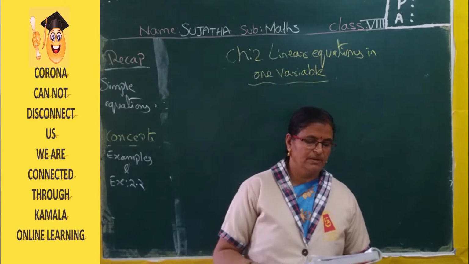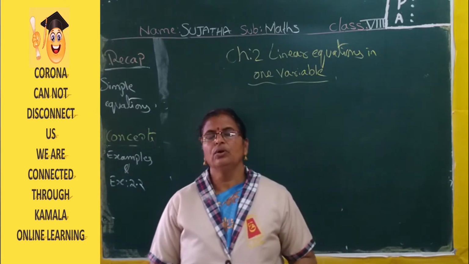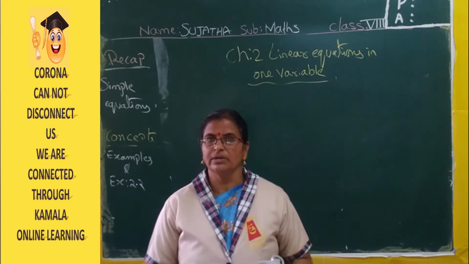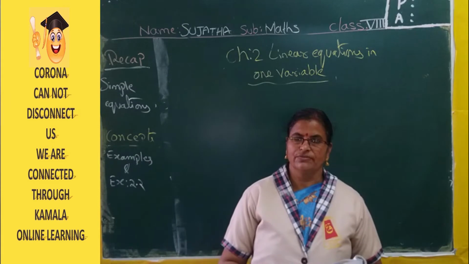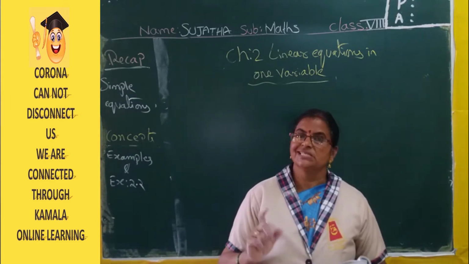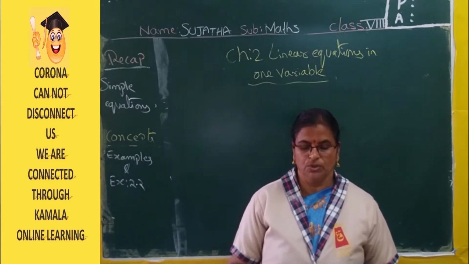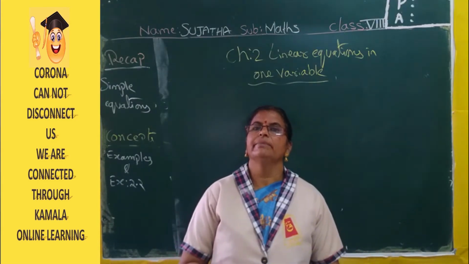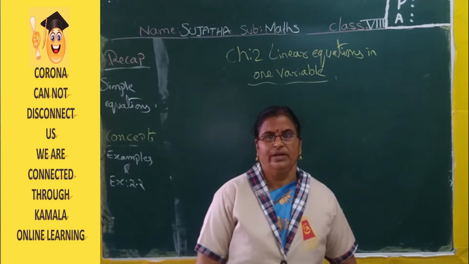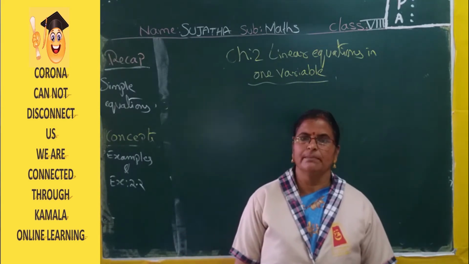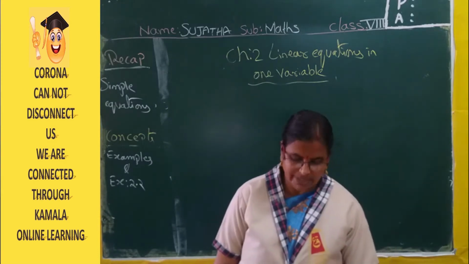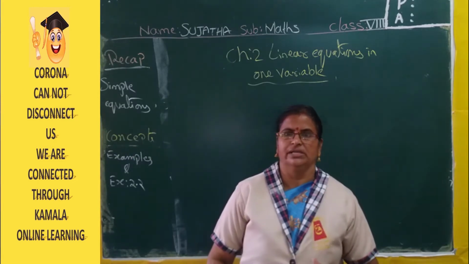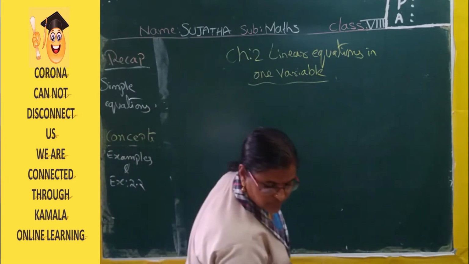See the fifth one: 4 times a number exceeds by 5 equals 19. Four times a number, how will it be? It exceeds by 5 and it will be equal to 19. Find the number. So the number we have to find, let the number be x. Then 4 times the number, how many times? 4 times. That is 4x.